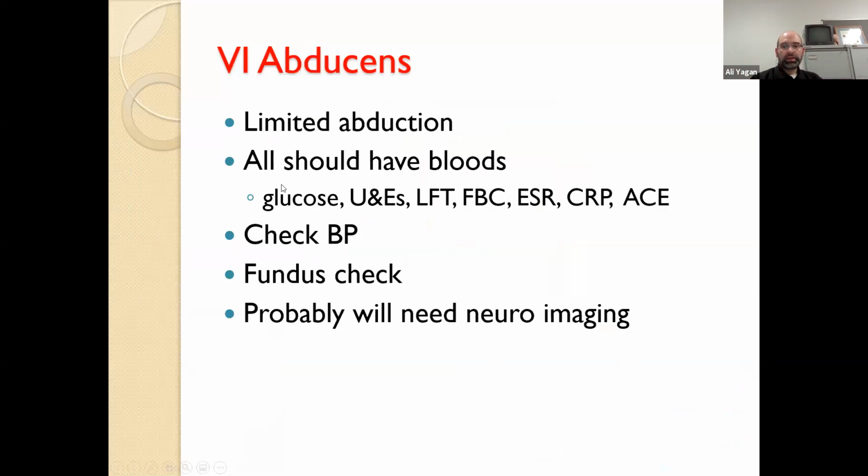Same blood tests. You have to remember, because it's very non-localizing, blood pressure, and you need to check the fundus, because we've seen so many patients with papilledema or raised intracranial pressure who have a sixth nerve palsy.